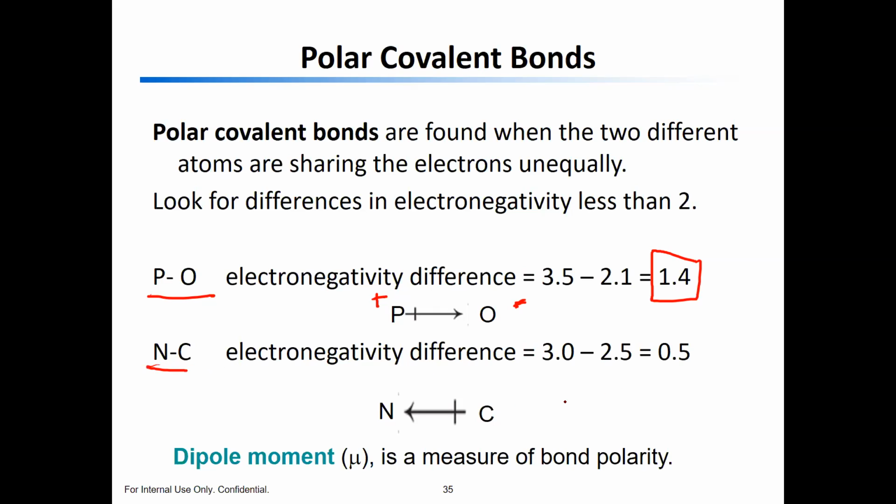Nitrogen and carbon, 3.0 minus 2.5 is 0.5. Okay, it's bigger than 0.4, so that is polar covalent. So carbon, where are the electrons going to be? You look at whichever one has the bigger number, 3. So that's going to be nitrogen. That's going to be the negative end. This is going to be positive. So it's not a real negative, it's like a partial negative. So we draw this little thing like this. Delta sign.